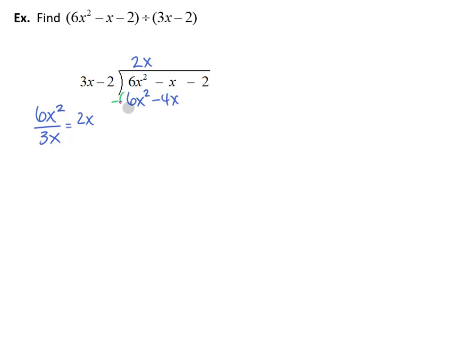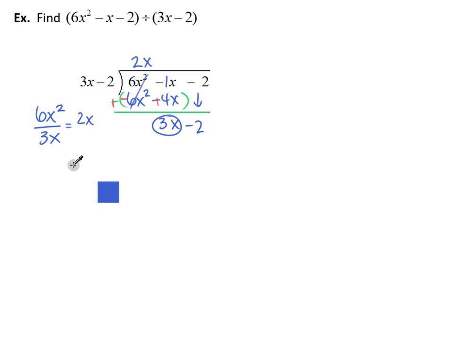We need to subtract this whole line. And remember that we're going to do that by adding the opposite. So we're going to change this to addition, make that the opposite sign, and make that the opposite sign. So our negative 6x squared and positive 6x squared cancel. And negative 1x and positive 4x gives us positive 3x. Then we're going to drop down the rest of our polynomial, the minus 2, and we're going to try again.